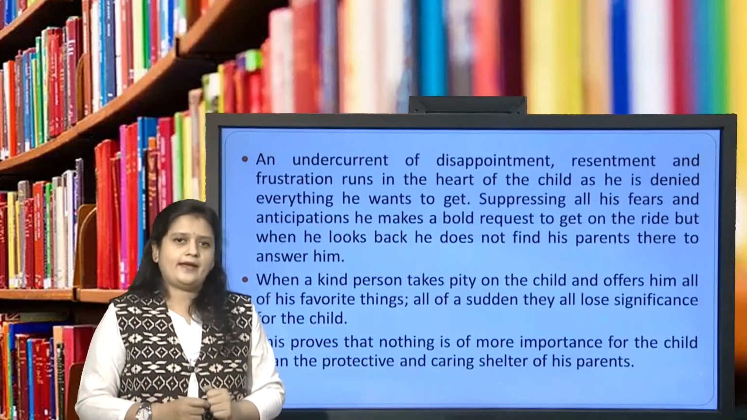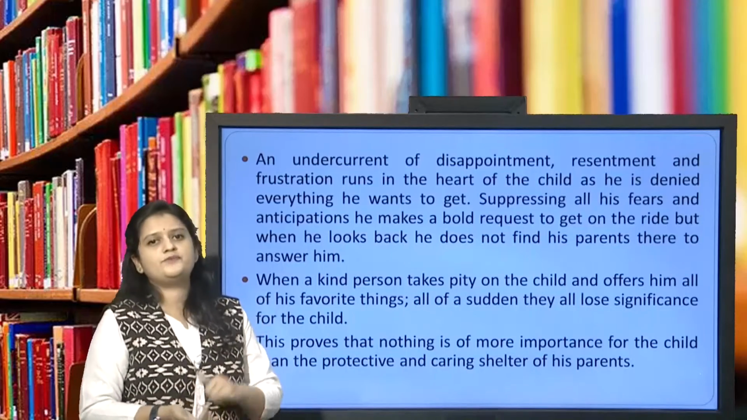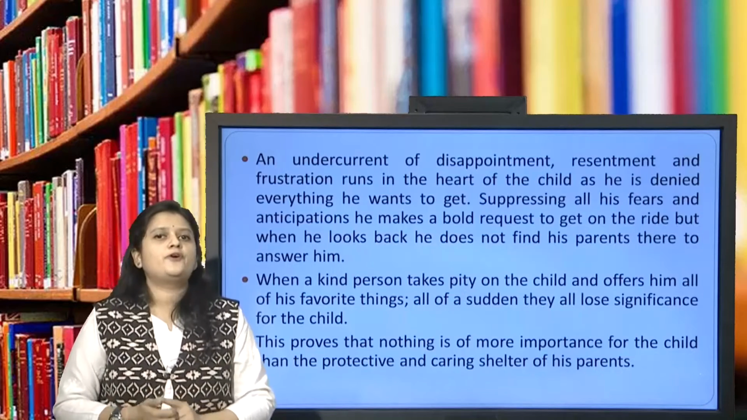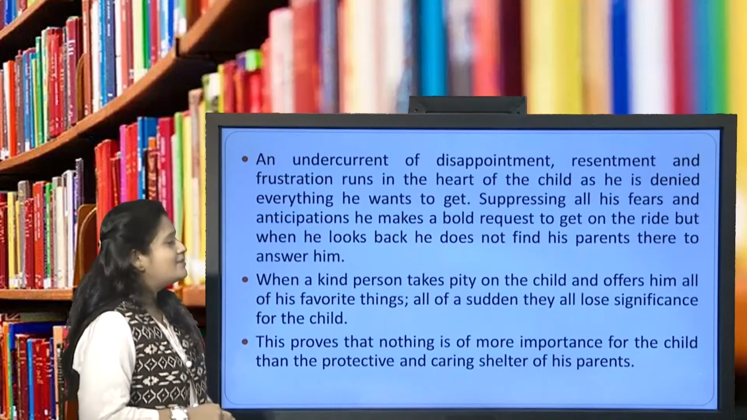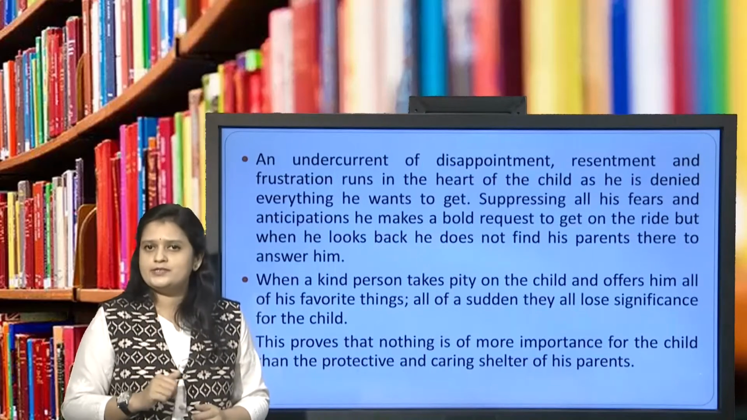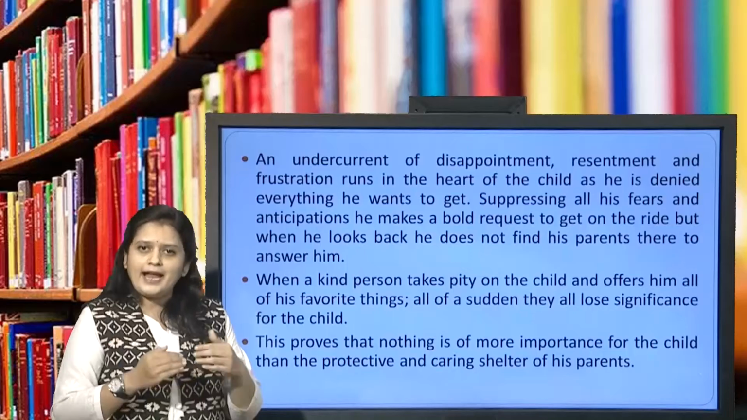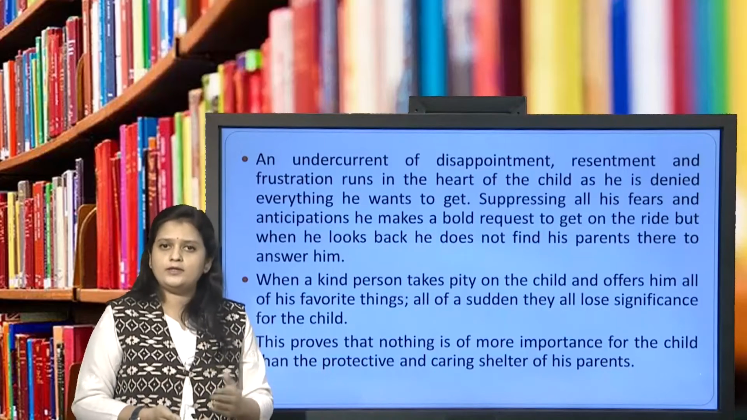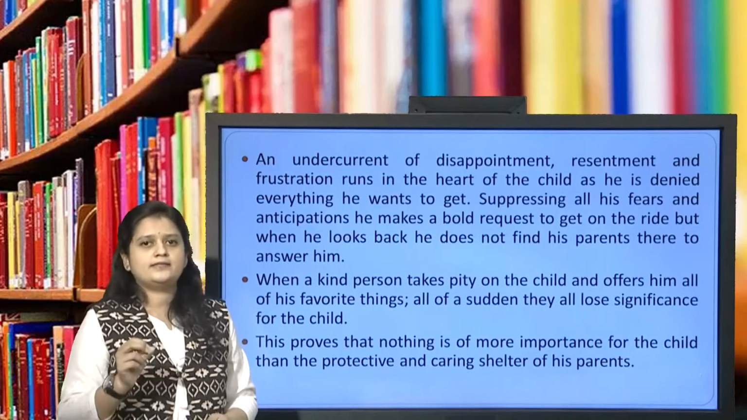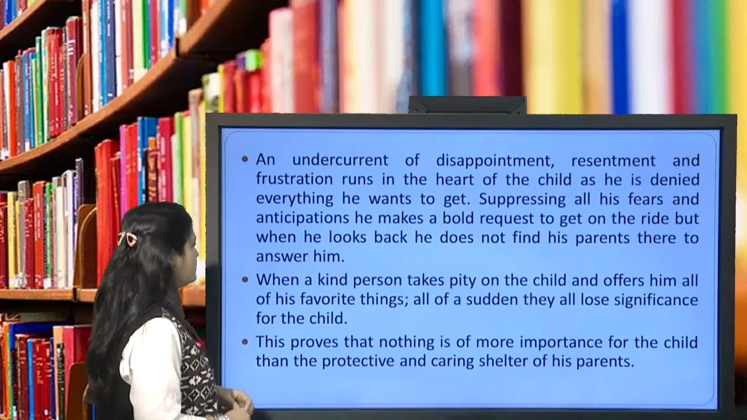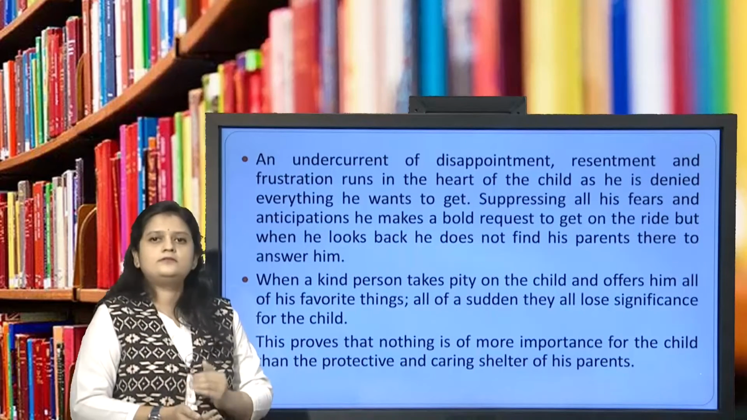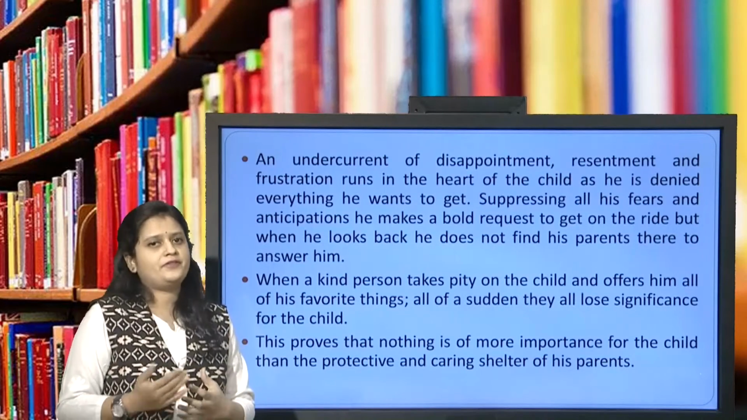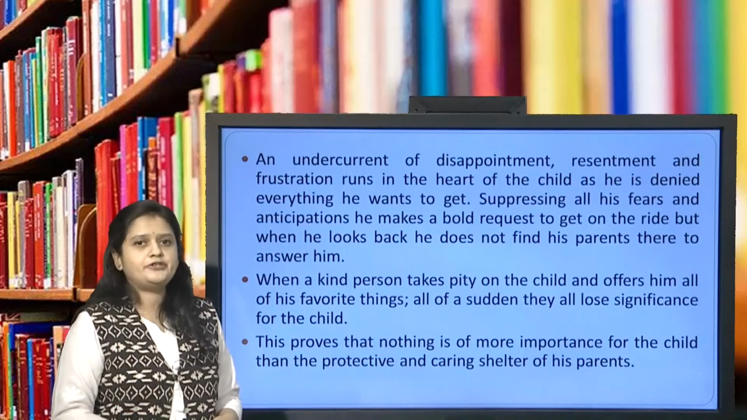But then he makes up his mind that, okay, you have refused me sweets, you have refused me toys, you have refused me flowers, you have refused me watching a snake charmer, but I'm going to make sure that I take a ride in a roundabout swing. So he's very confident and he makes a bold request that he wants to sit in a swing. But unfortunately, that is the time he realizes that he has been separated from his parents, and then he forgets totally about all these things, because now what he wants is nothing but his parents. So all of a sudden these things lose all significance for the child, because for him the most important thing is being in the protection of his parents.